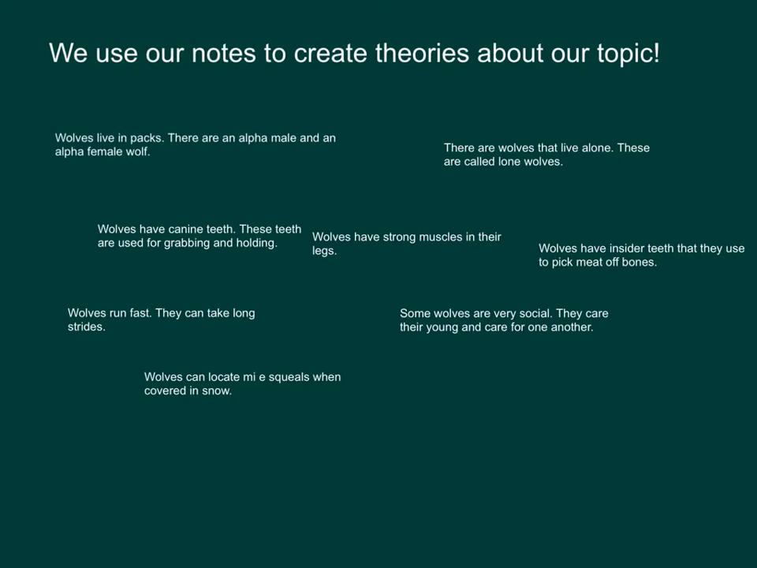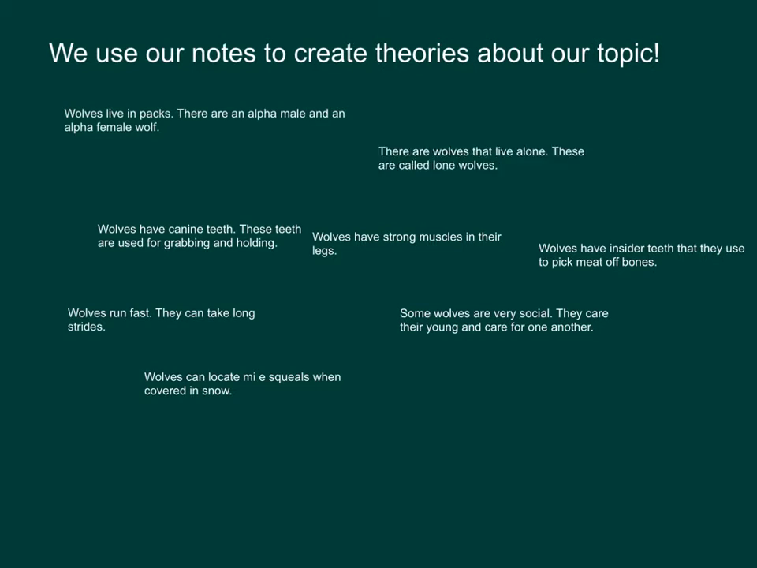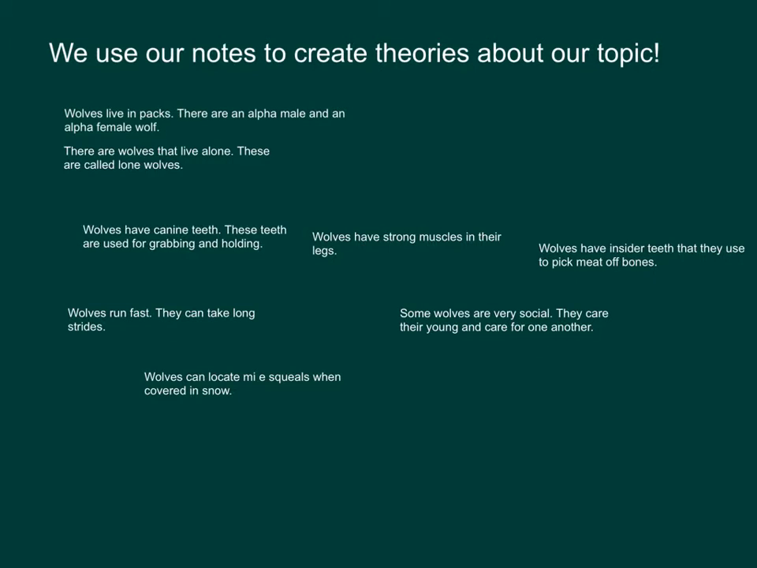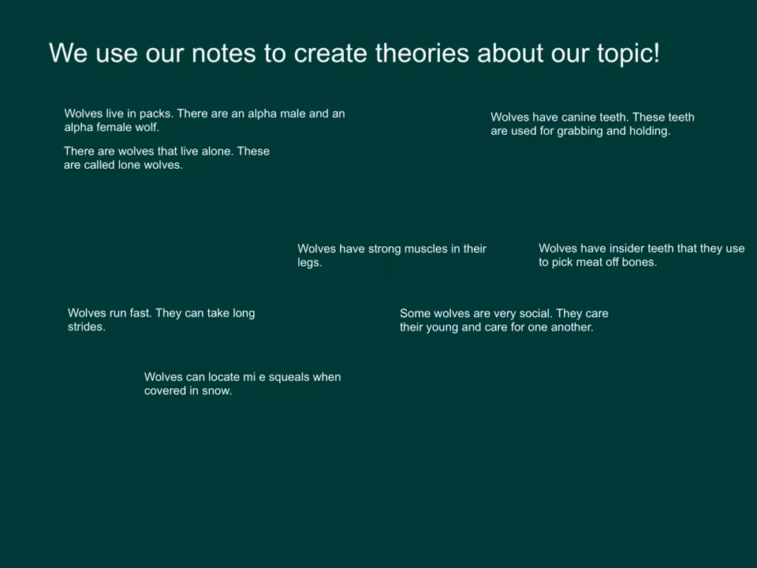Readers, take a look at the notes that I have written. This first one says wolves live in packs. There are an alpha male and an alpha female wolf. There are wolves that live alone. These are called lone wolves. Okay, both of these notes are about the same thing, so I'm going to put them together. This note says wolves have canine teeth. These teeth are used for grabbing and holding. This note doesn't seem to have anything to do with the way wolves live, so I'm going to put that in a different category. Wolves have strong muscles in their legs. Not sure about that one yet. Wolves have incisor teeth that they use to pick meat off bones.